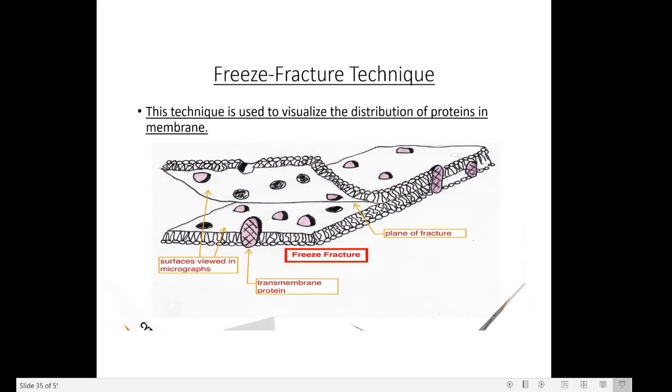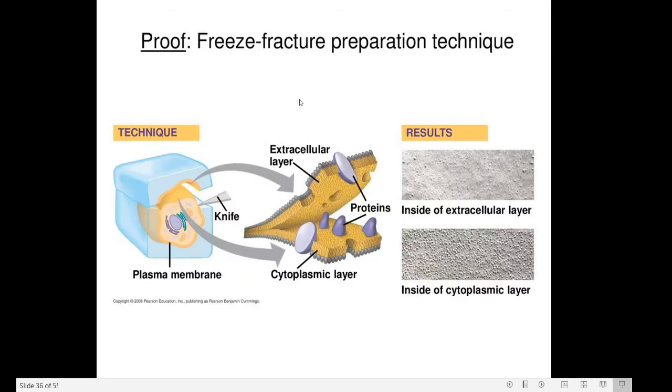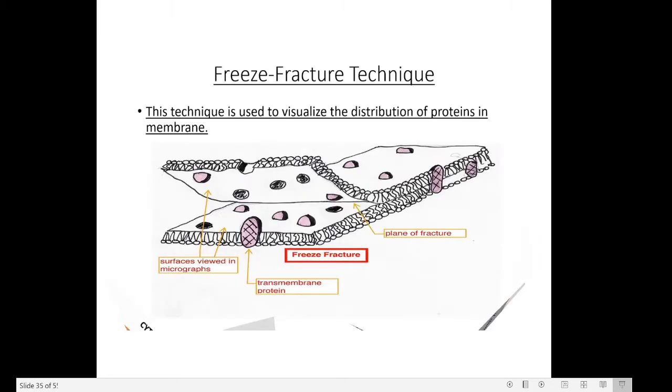Okay, in the fixation technique for sample preparation, we have the freeze fracture technique. It's a very important and rapidly used technique at the laboratory scale. This technique is used to visualize the distribution of proteins in the membrane. For understanding the proteins in the membrane, we want to use the freeze fracture technique.